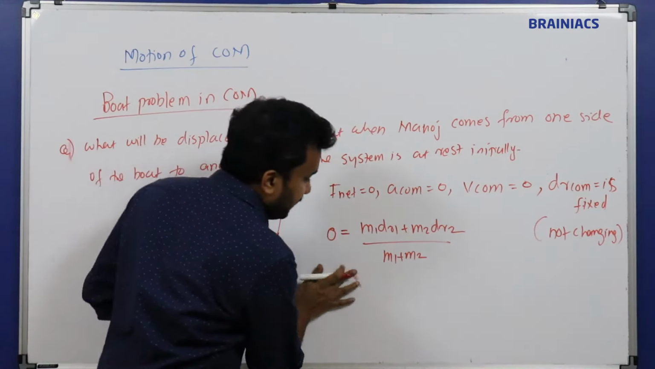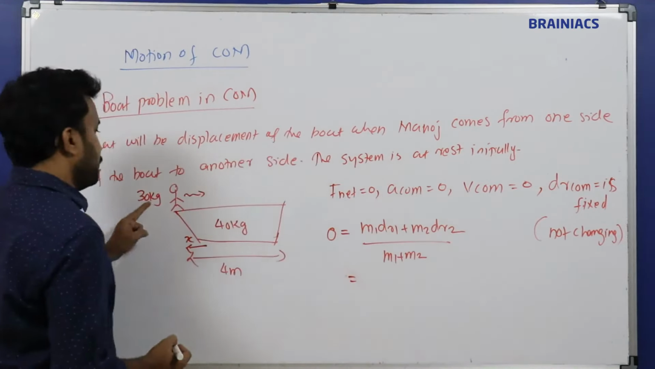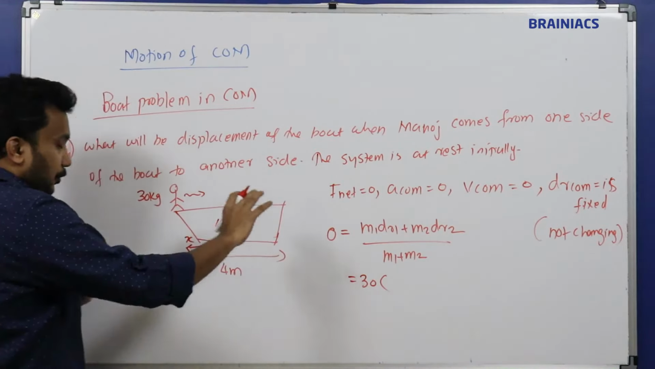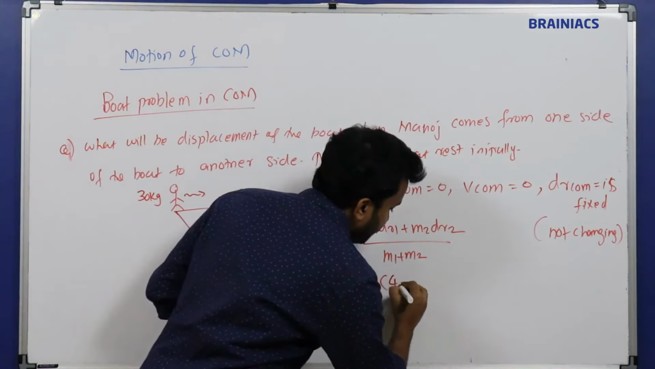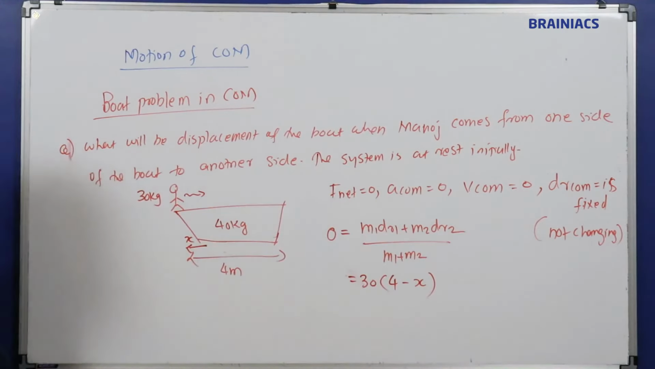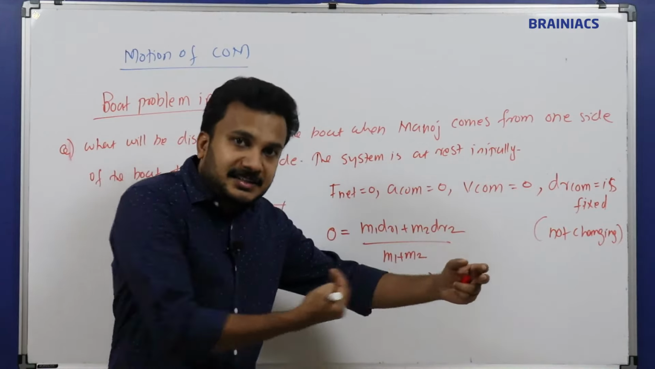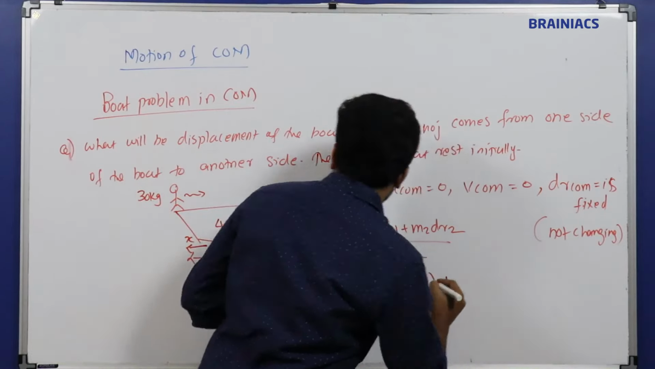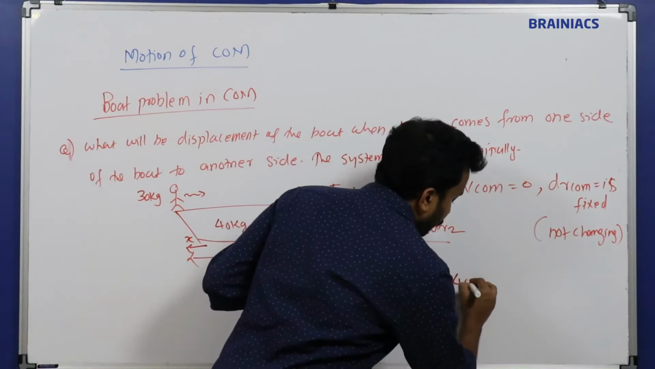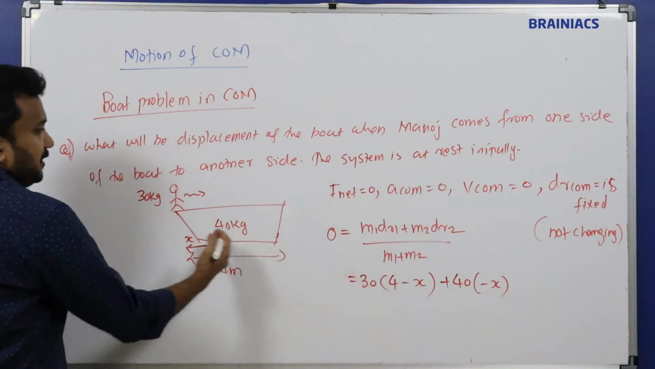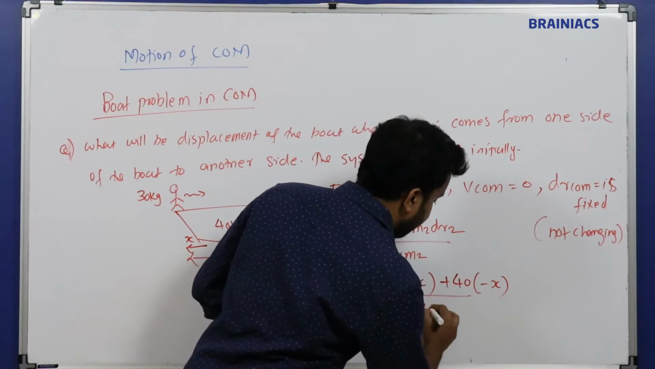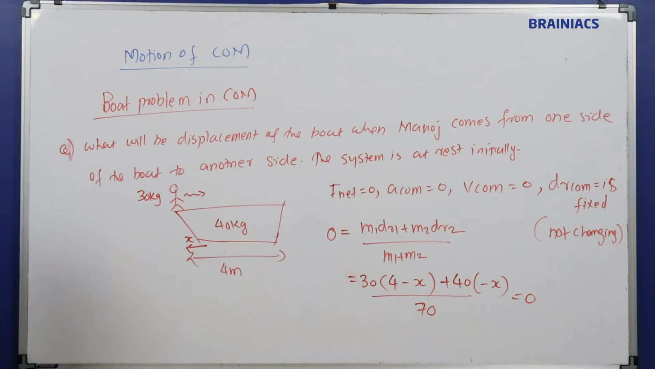So M1, the first man, is 30 kilogram and he is trying to travel 4 meter, while there is an x meter shift in the backward direction. Both are opposite, so 4 minus x. Plus the second body, the boat, 40. The boat is moving only in the opposite direction, minus x, divided by m1 plus m2. m1 plus m2 means 30 plus 40, 70, equal to 0. You have to solve this and find the value of x.